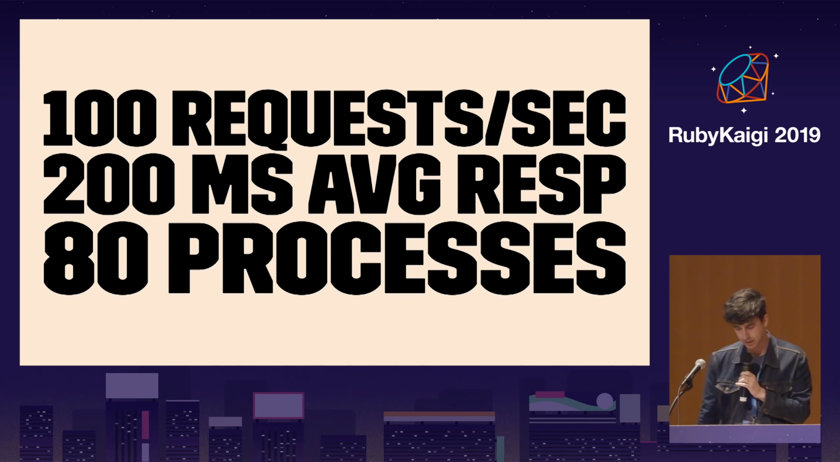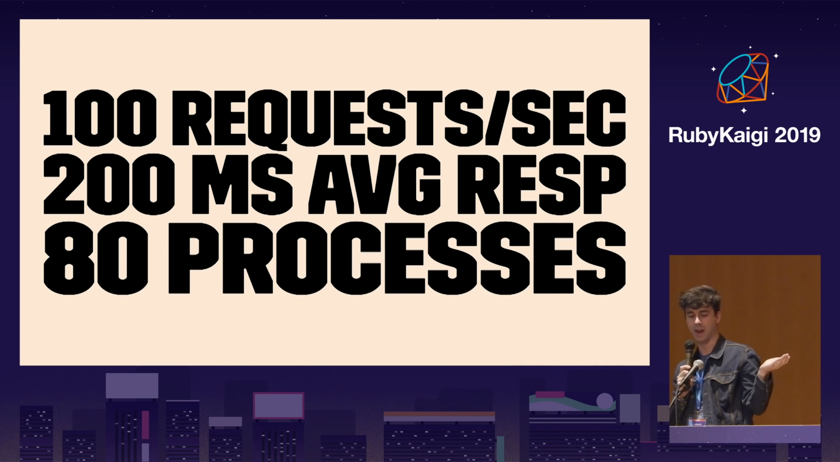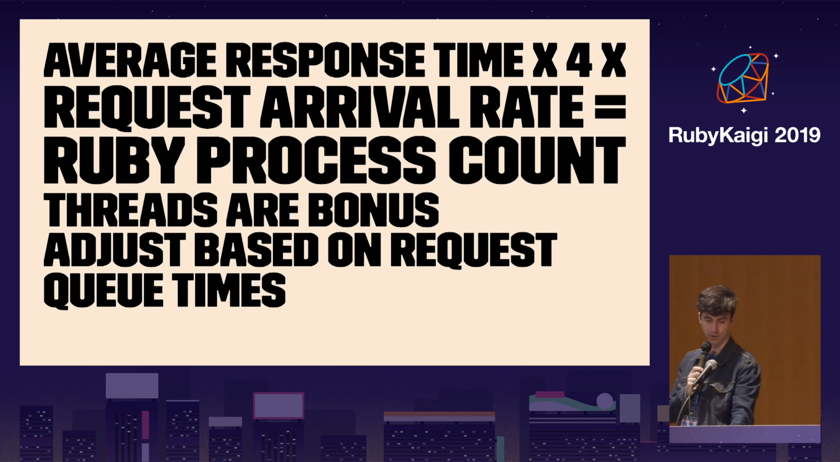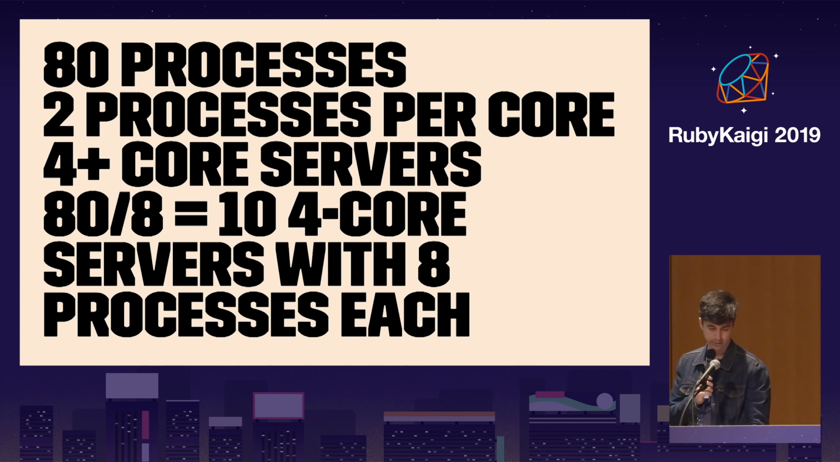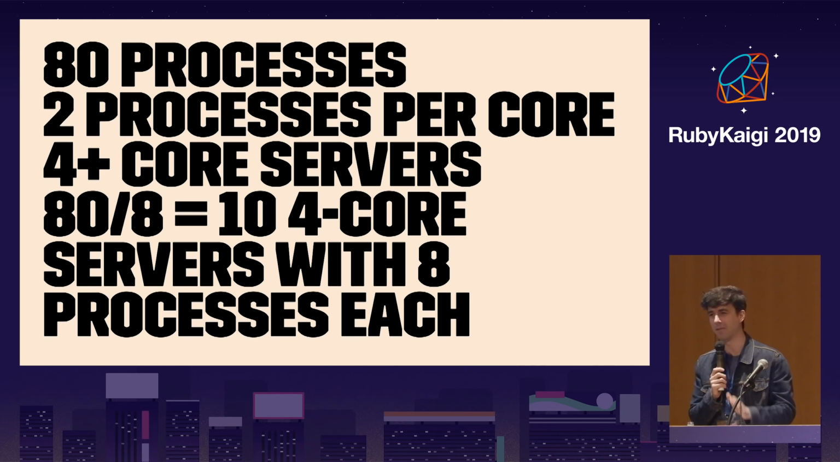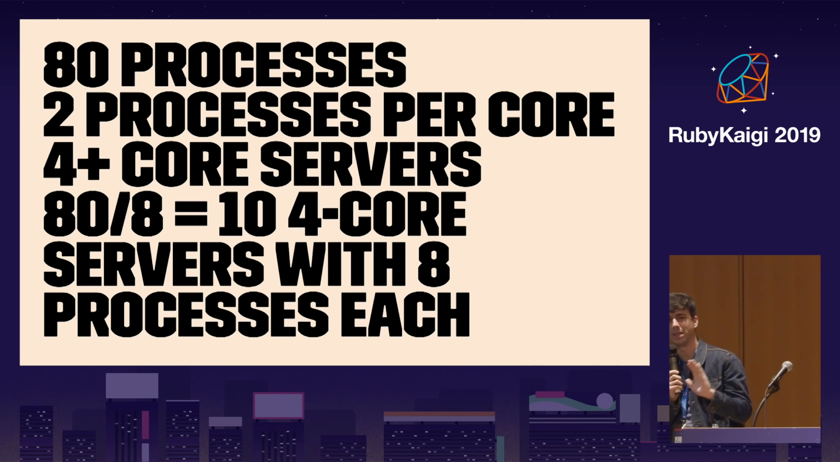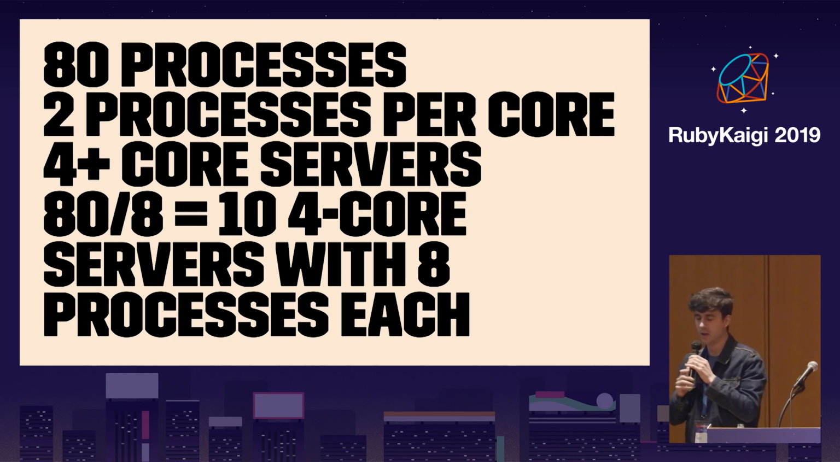All right. So as an example, I have an application that has 100 requests per second and a 200 millisecond average response time. Going with this equation, I multiply 200 milliseconds by 4, so 0.8 seconds. Multiply that by 100 requests per second means that to start with, I will try to deploy this application with 80 processes. I don't have time to get into these rules of thumb. I've written a lot about this online. I can talk about it more in the questions if you want.